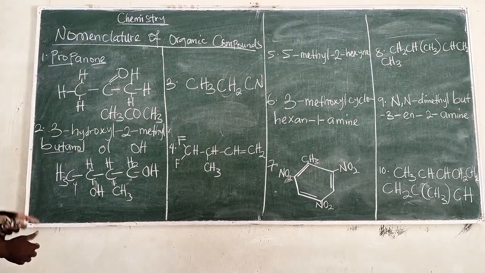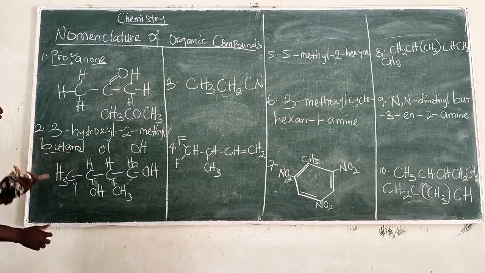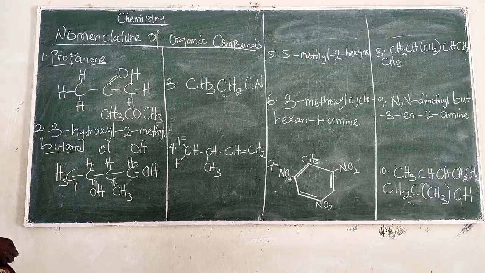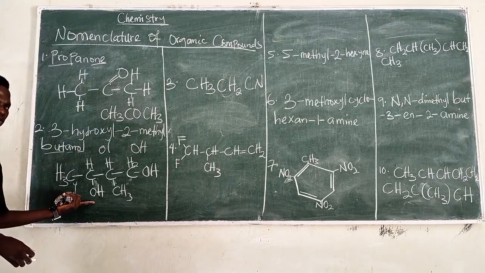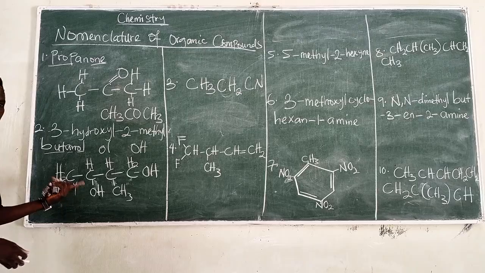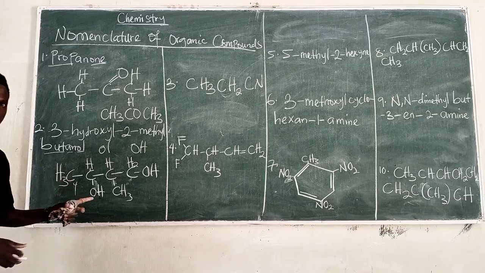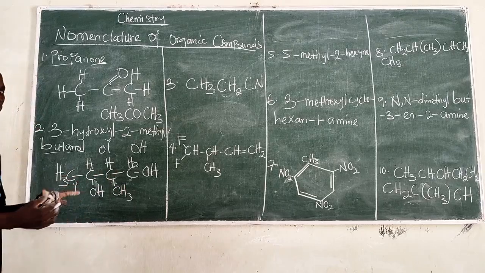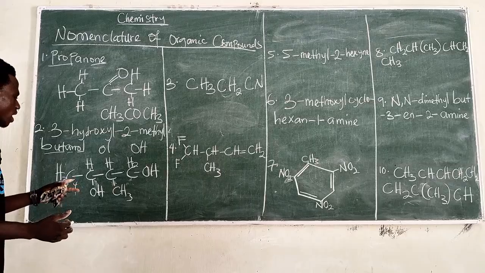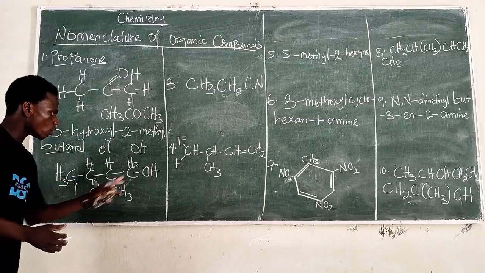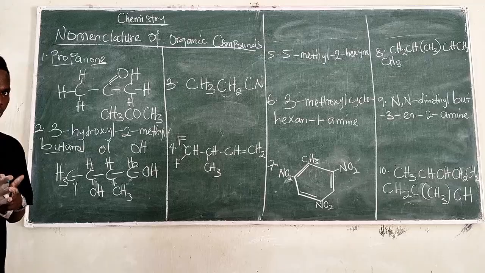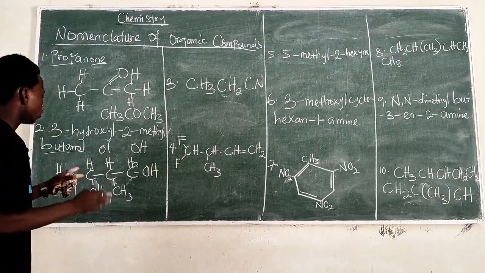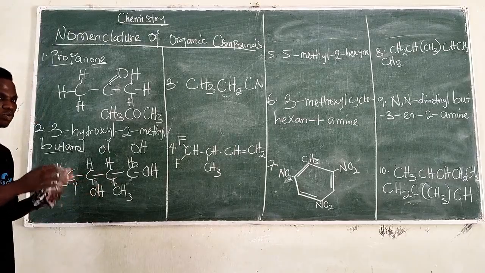Please take note of the fact that this particular name here is not the IUPAC name of this structure. If this structure were given and you have to write the name, first of all, count your longest continuous carbon chain, which is 1, 2, 3, 4. Next, identify your functional groups. In this case, the functional group is OH, and we have 2 OH, so that's going to be a diol. But then you have to number your longest continuous carbon chain in such a way that your 2 OH will give you the least possible numbers.